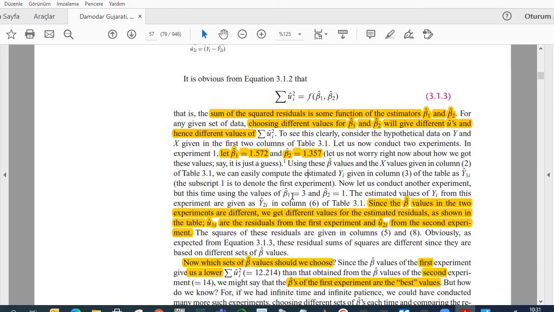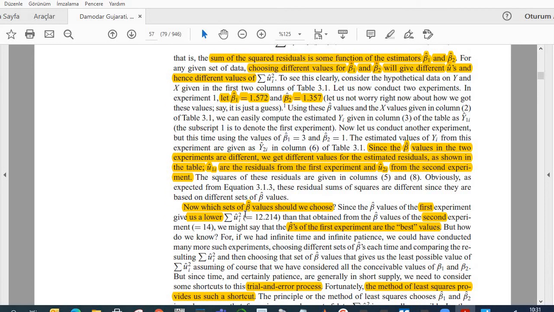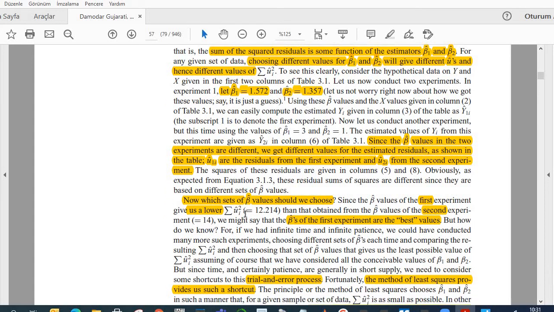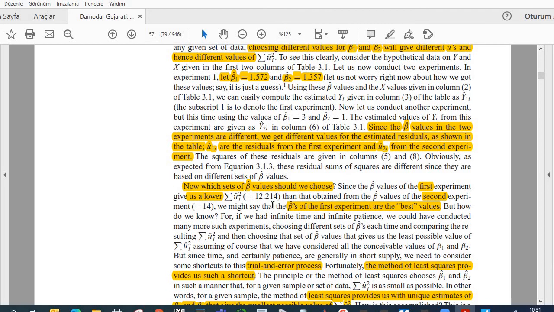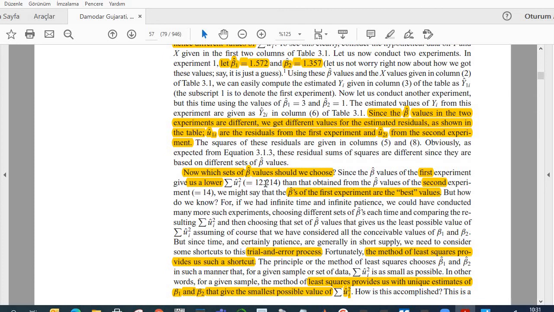And now let us conduct another experiment, beta 1 = 3, beta 2 = 1. The estimated values yi from this experiment are given as yi2 in the column. Since the beta values in the two experiments are different, we get different values for estimated residuals, as shown in the table. Here y1 are the residuals from the first experiment and y2 from the second experiment. The squares of these residuals are given in columns 5 and 8. Obviously, as expected from equation 3.1.3, these residual sums of squares are different since they are based on different sets of beta values.